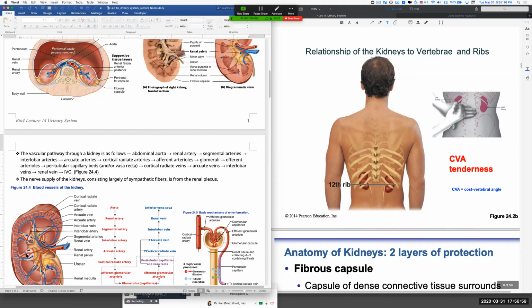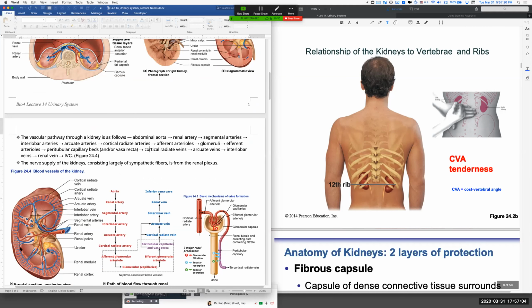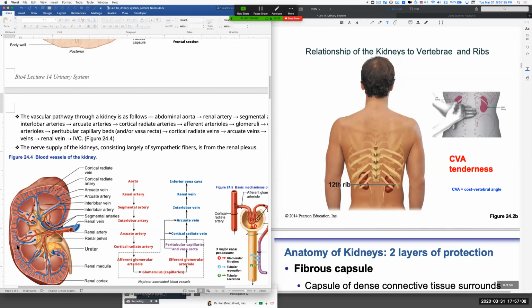So after interlobar arteries, these interlobar arteries then branch to form the arcuate arteries. The arcuate arteries, as its name indicates, form an arc, right between the junction between the renal cortex and the renal medulla. So this is where those arcuate arteries would be. Each of the arcuate arteries then branch into cortical radiate arteries. So if you look at the name, you understand why it's called cortical radiate. This is the renal cortex, correct? They radiate into the renal cortex, hence the name cortical radiate arteries.